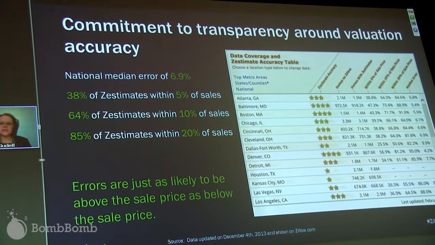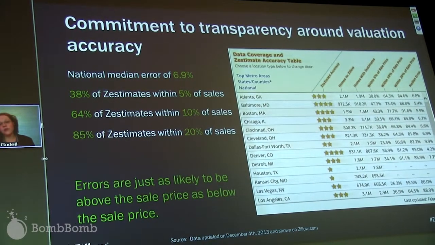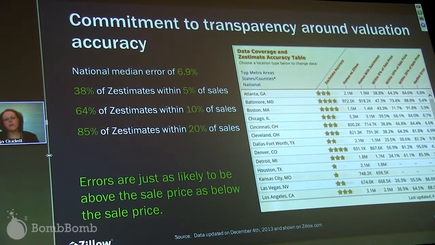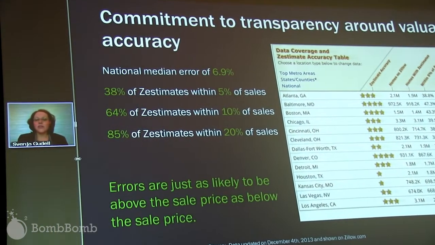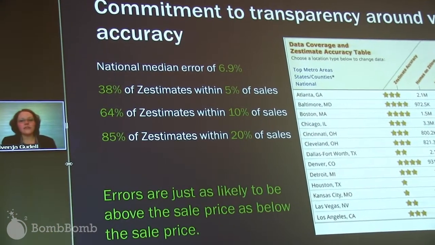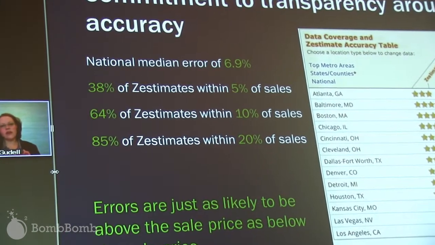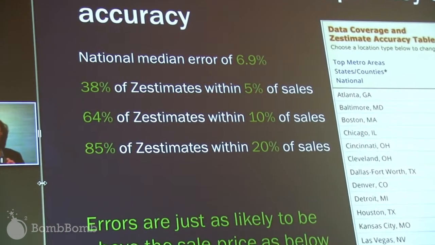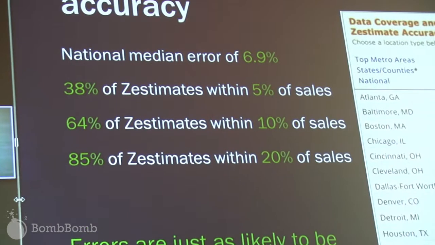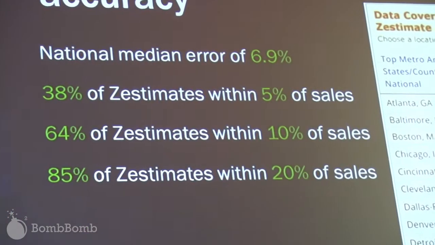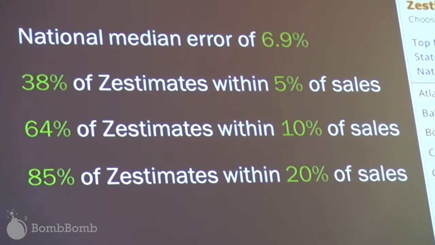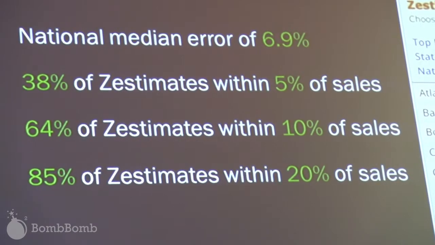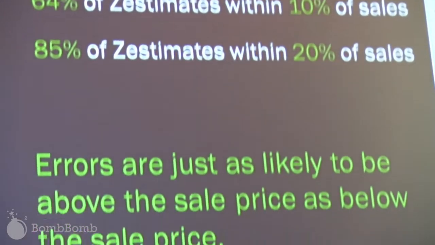Now, of course, you might say, well, that's great, but how do I know how good these models actually are? Well, we're extremely committed to transparency here at Zillow and making sure everyone knows what our accuracy is. So if you go to Zillow.com and you scroll all the way down to the bottom of the page, there's a link called Zestimate. If you click on that, it will bring you to this page with this table right here. And this table is updated every 3 months with our data accuracy.